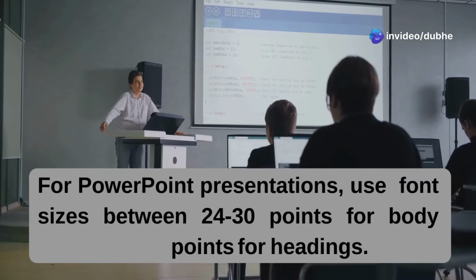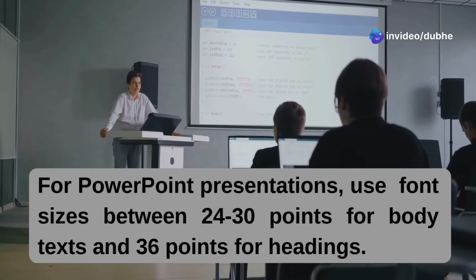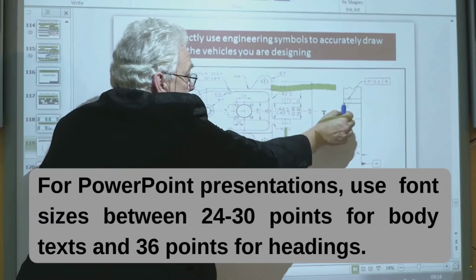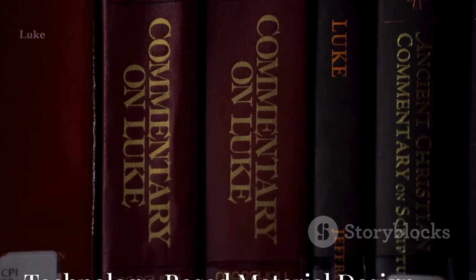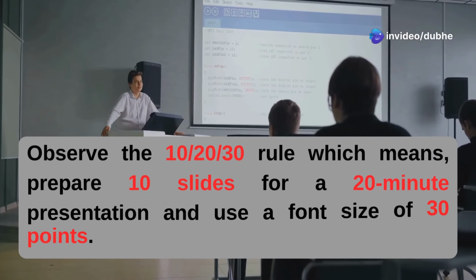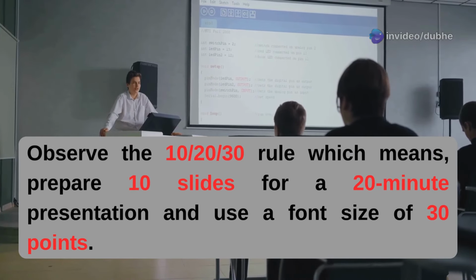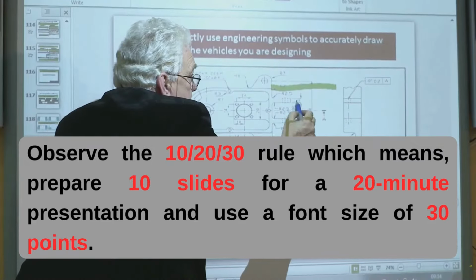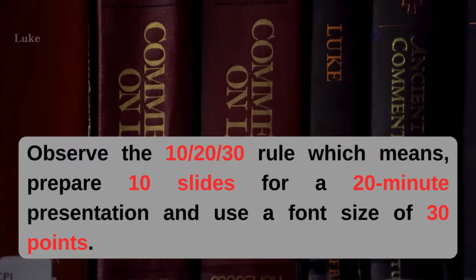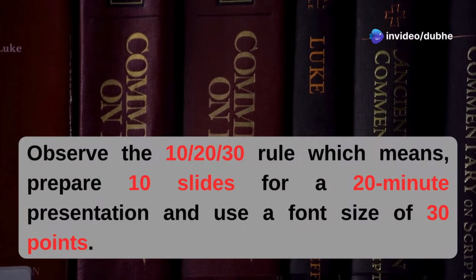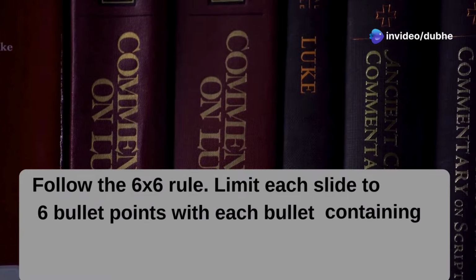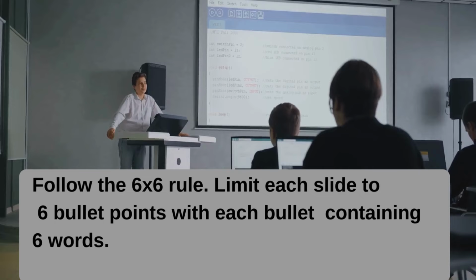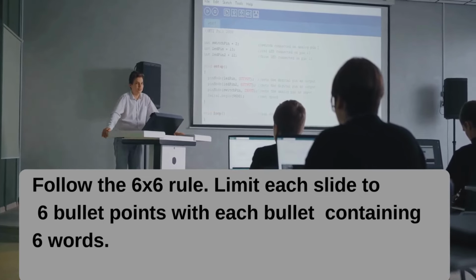For PowerPoint presentations, use font sizes between 24 to 30 points for body text and 36 points for headings. Observe the 10-20-30 rule, which means prepare 10 slides for a 20-minute presentation and use a font size of 30 points. Next, follow the 6x6 rule. Limit each slide to 6 bullet points, with each bullet containing 6 words.